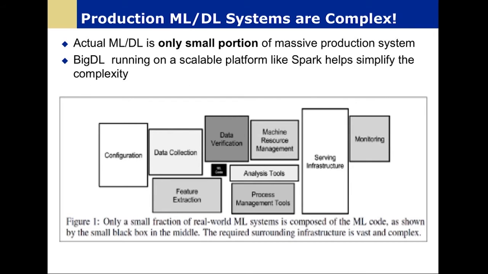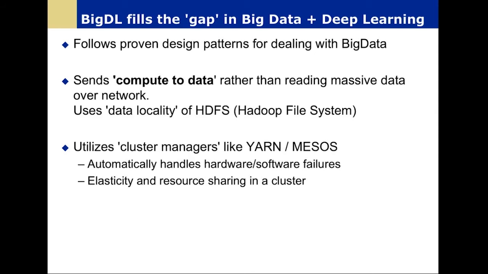It turns out that although ML and deep learning can be some of the most exciting and interesting parts of our data pipeline, actually speaking in terms of code, it tends to be a relatively small piece of a larger puzzle. We generally have a number of different pieces of the puzzle, for example, configuration, data collection, feature extraction, etc., and infrastructure that we need. These are going to be running in the big data ecosystem on Hadoop and Spark, and being able to run on a scalable platform like Spark helps us simplify the complexity, avoiding having to have separate clusters, separate nodes, etc., to do our deep learning workloads. It basically fills in the gap.